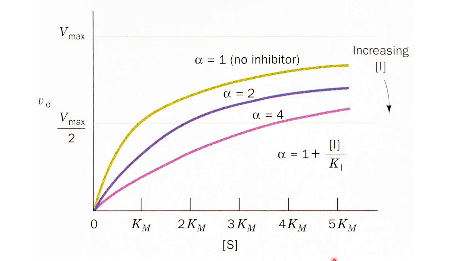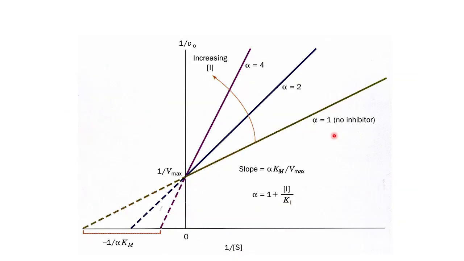So you see over here, without the presence of any inhibitor, alpha is 1. With an increasing V naught and an increasing substrate concentration, when alpha is 1, that is no inhibitor, you get a curve like this. Now with increasing concentration of the inhibitor, the alpha value also increases. If the alpha value increases, you see the curve straightening a bit.